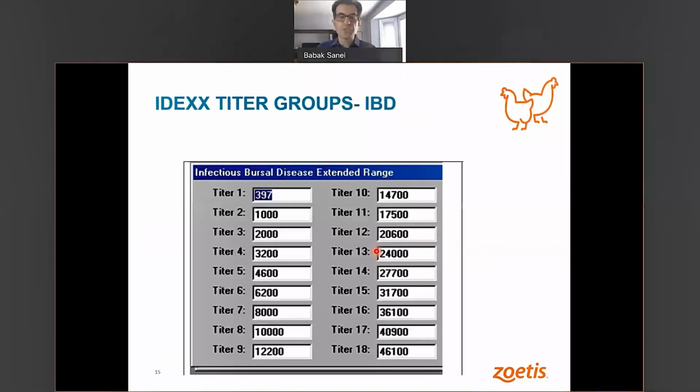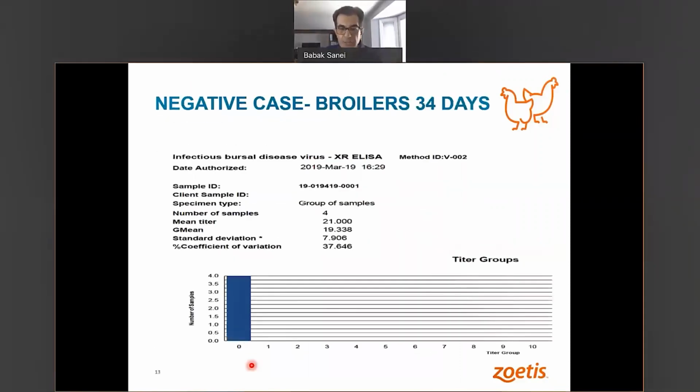So for example, titer group 1 is a titer of 397. Titer group 6, for example, is 6,200. So if you have a mean titer of 10,000, it tells you that the average titer of that group is around titer group 8, which is down here. So titer group 8 would be here. And then this bar graph shows how many birds have around that titer.